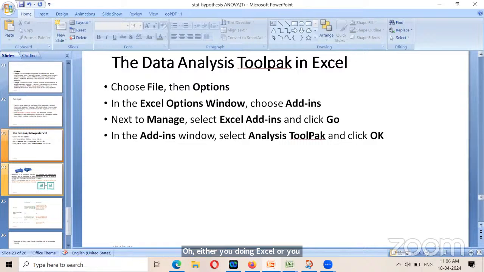Excel gives you an excellent, very simple, user-friendly way to find out the ANOVA. And not only this, at the end, Excel gives you a summary table of the ANOVA test. Okay, we will see.